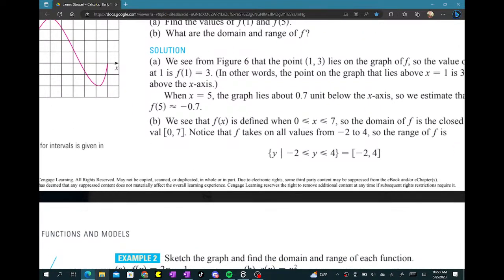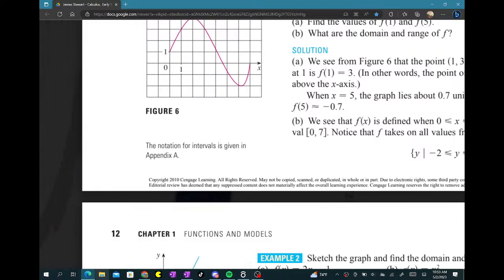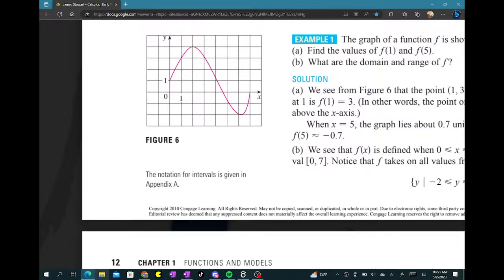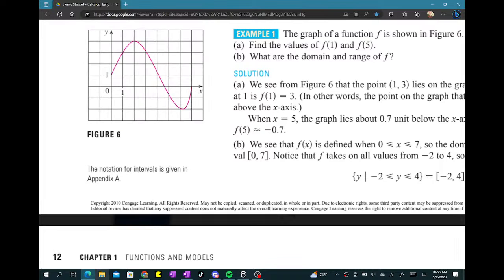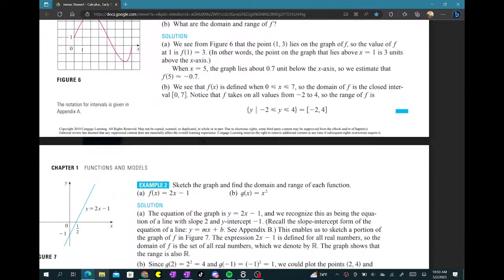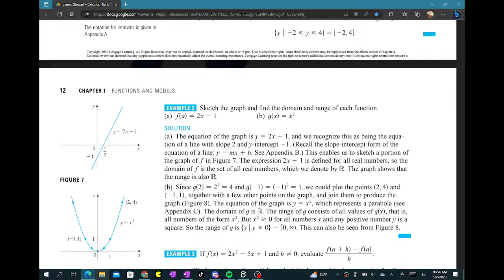Part B says basically, we see that f of x is defined when 0 less than or equal to x less than or equal to 7. So the domain is the closed interval, 0 to 7. You can't really see it, but here is x equals 0, and here is x equals 7. Now for the range, here's a -2, and the maximum is at 4. So the range is actually from -2 to 4, right? So we have to understand when that happens and how to distinguish.